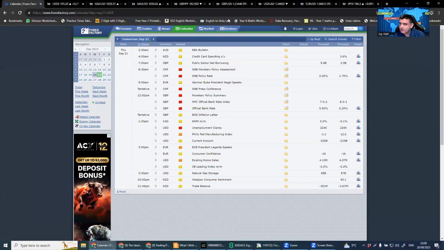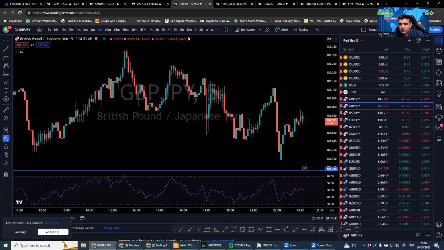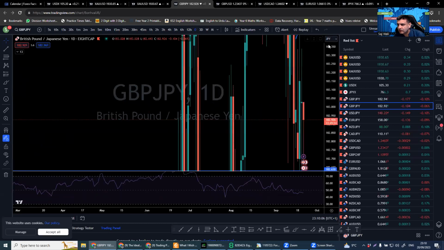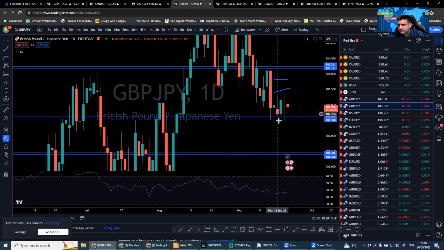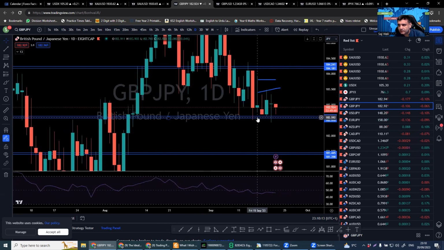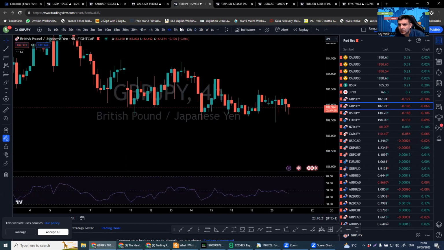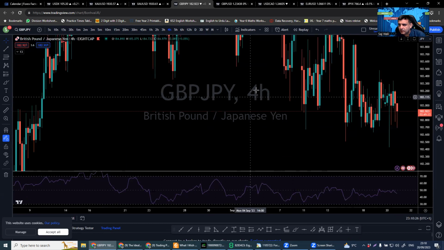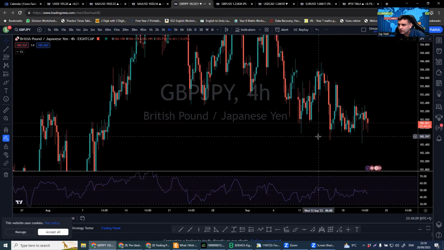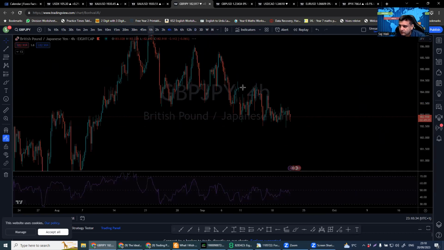So let's go on to the GBP JPY analysis. And what does it say? It's looking at the daily. Let me remove this. It's currently still on that level we had previously, and it's just bouncing up and down from that level. This is not a clear movement at the moment. It's just consolidating.